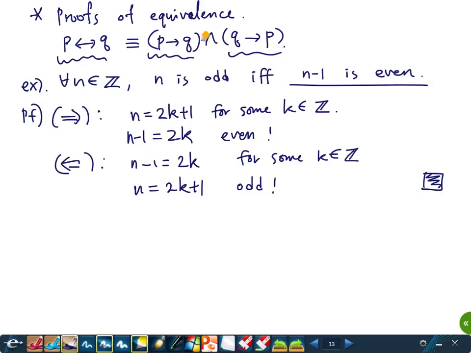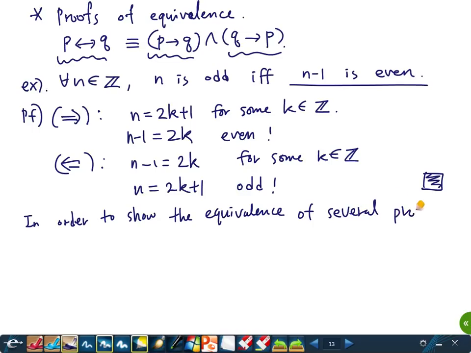But sometimes we have not only two, but more than two, like 3 or 4. Sometimes we want to show equivalence of many, many statements. So in order to show the equivalence of several statements, several propositions, say P1, P2, Pn. In the previous example case, we had just 2. But suppose you have n. You can prove this if you can show that any 2 of these are equivalent.